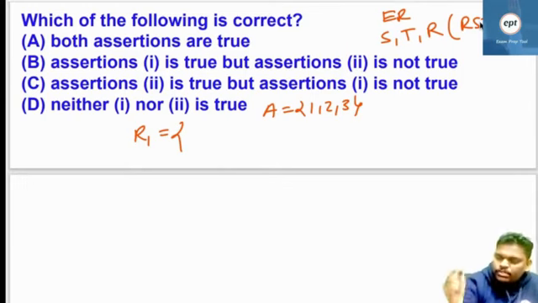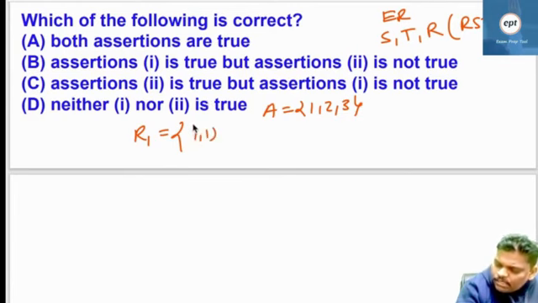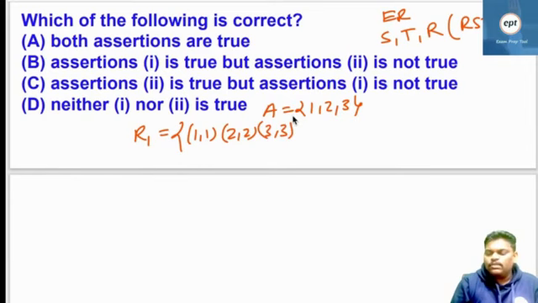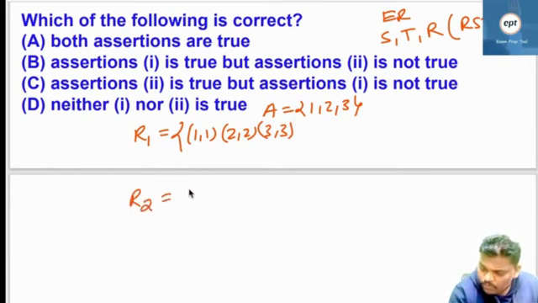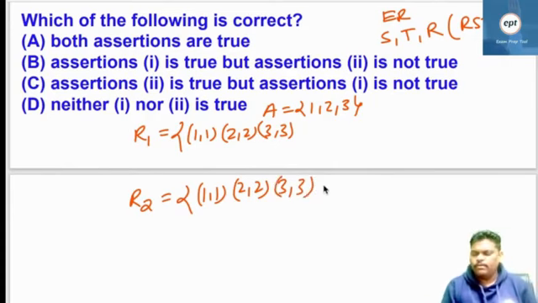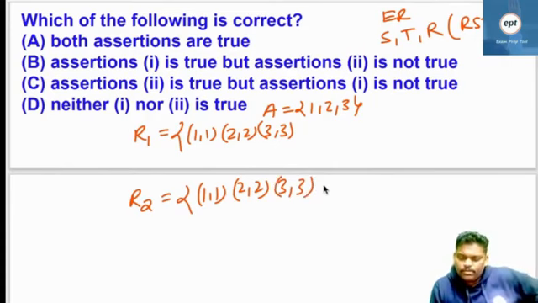Now see this one. A is equal to 1, 2, 3. Relation R1 is equal to, first of all, it should be an equivalence relation. When you say equivalence relation, first of all, it is reflexive. 1, 1, 2, 2, 3, 3 should be there. These are common elements. Okay, fine. Now listen. Careful everyone.